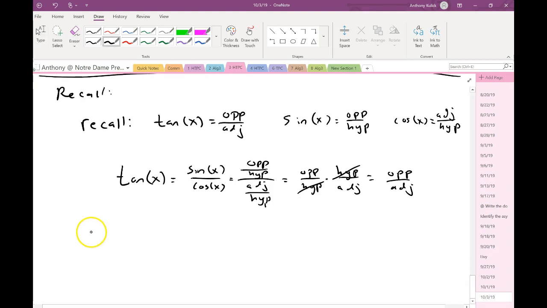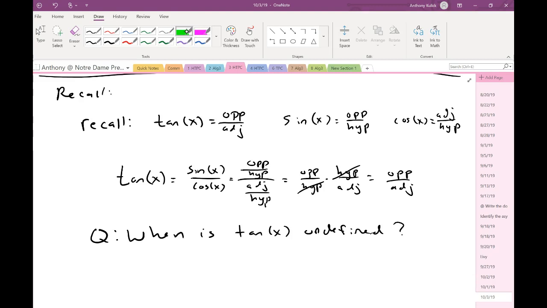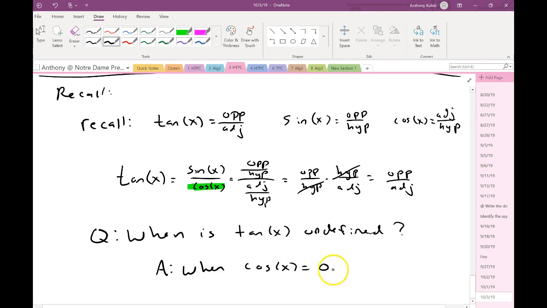So using this idea, let's ask a couple of questions. When is the tangent function undefined? Well, the answer is whenever it has a zero denominator, right? And since cosine is the denominator, it's going to be undefined when cosine is equal to 0. Everybody's okay with that idea?